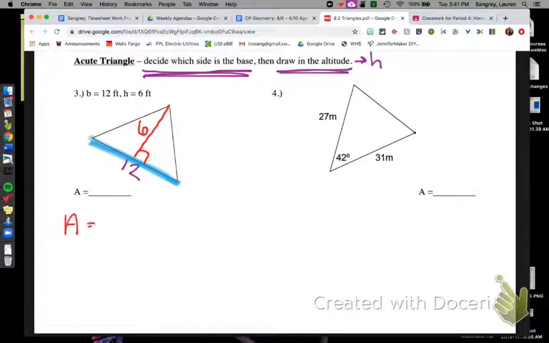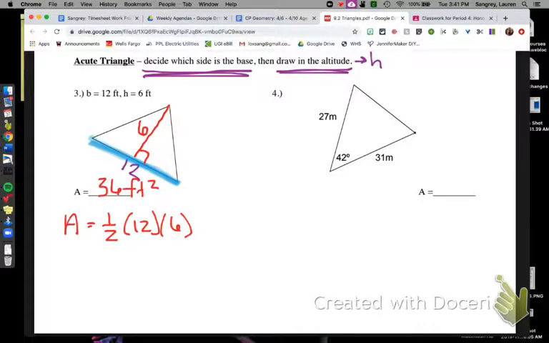Now we can follow our formula because we have everything we need. The base is 12, the height is 6, and this is just multiplication, not distribution. So 1/2 times 12 times 6 is 36 square feet.